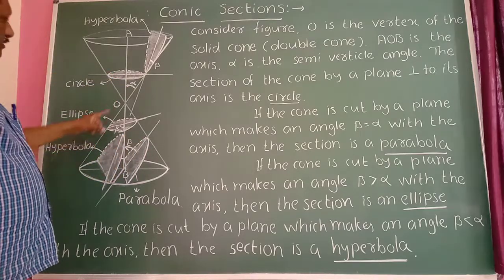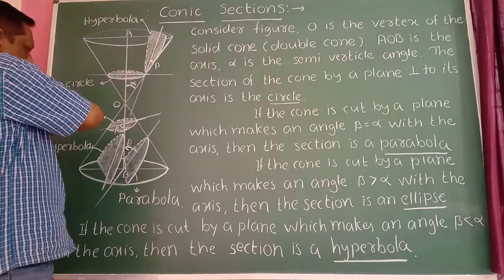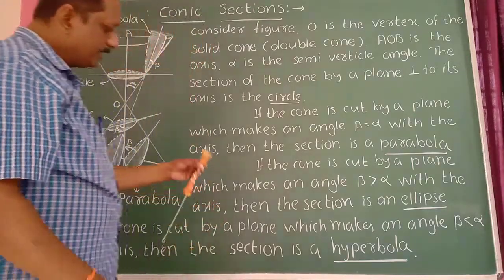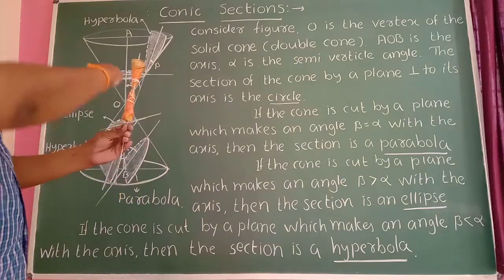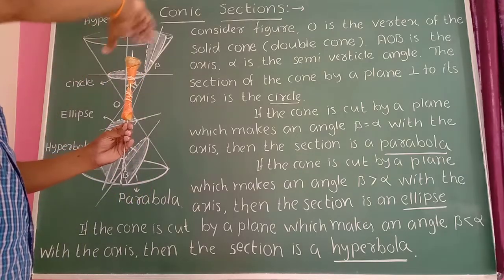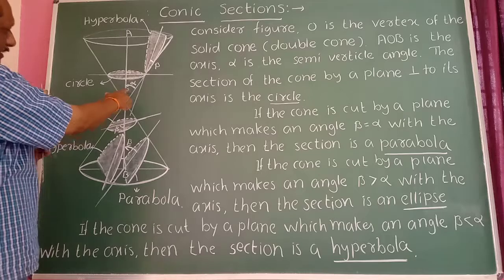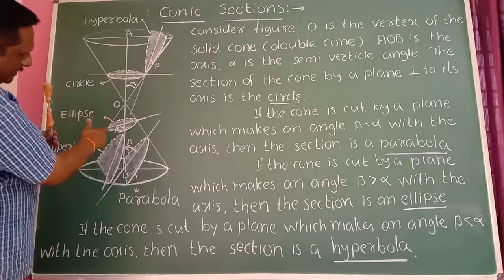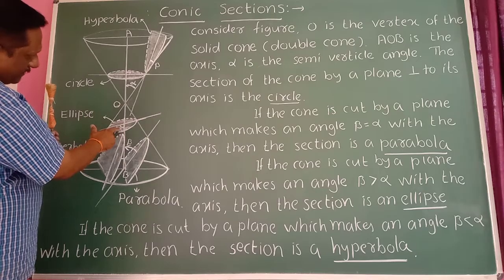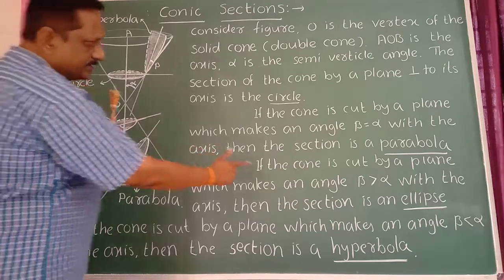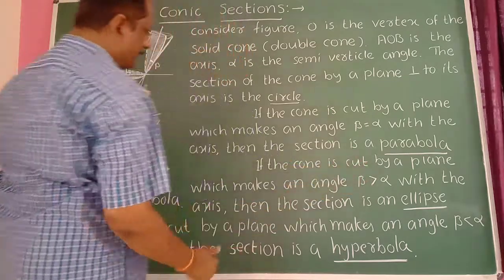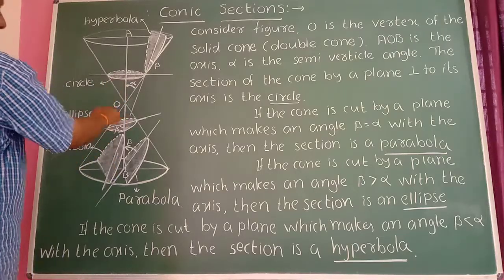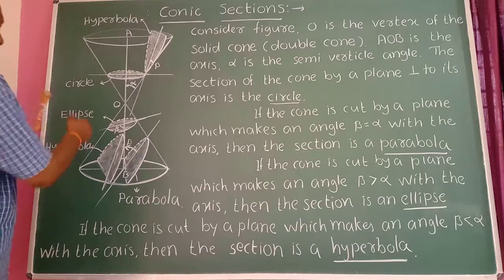Similarly, take a cone and cut the cone in this direction. Just observe here. I am taking this cone and cutting it in this direction. This is alpha and this angle is beta, the angle between the axis and this one. In this case, if beta is greater than alpha, then you will get one curve. That curve is the ellipse.